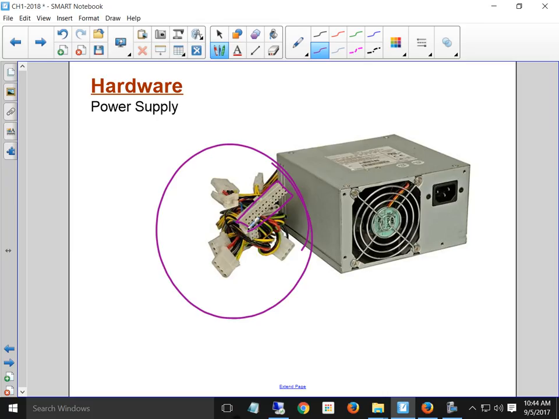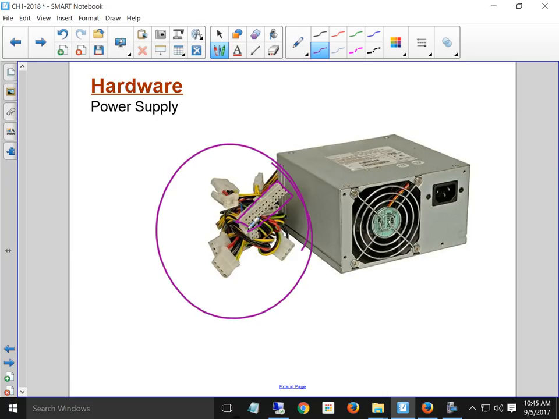Almost everything else goes through the motherboard and gets power from the power supply. This isn't plugged in. Does this have power? Yeah, of course it does. It can't work if it doesn't have power. It's got batteries in the back, and it talks wirelessly to this dongle over here that has power from the motherboard and lets it work.